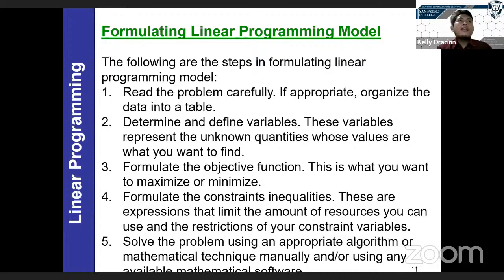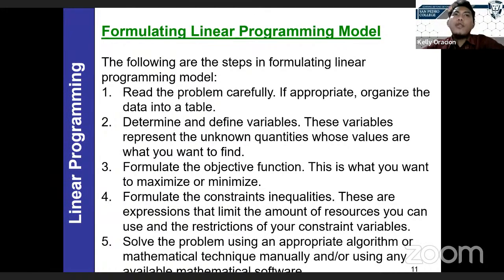Now, these are the following steps in formulating a linear programming model. The first step is to read the problem carefully and, if appropriate, organize the data into a table. Second, determine and define the variables, which represent the unknown quantities whose values you want to find. The next step is to formulate the objective function, but in order to do so, you need to understand the problem, whether the goal is to maximize or minimize.